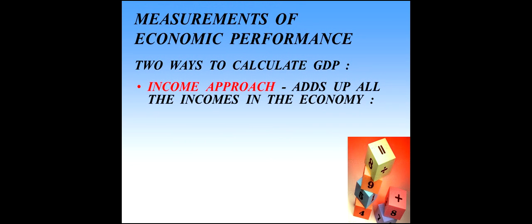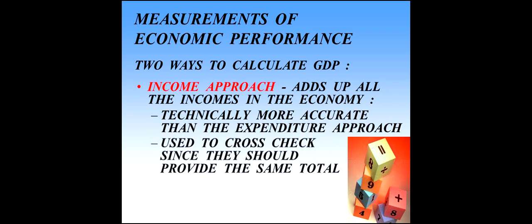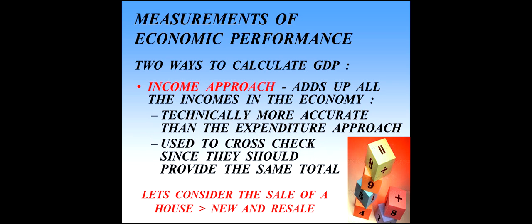The second way to calculate GDP is through the income approach. And with this approach, we add up all the incomes in the economy. Now, a couple things about the income approach. First is that it's technically more accurate than the expenditure approach. And the income approach is generally used to cross-check the expenditure approach. They won't match, but they'll come close to providing the same total. They're within a very small measure of each other.